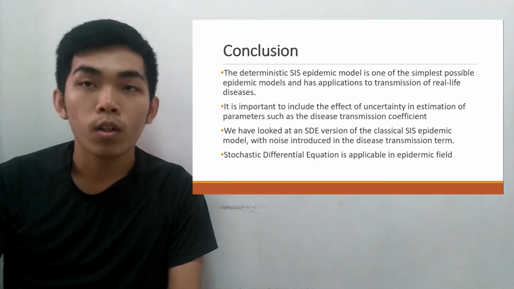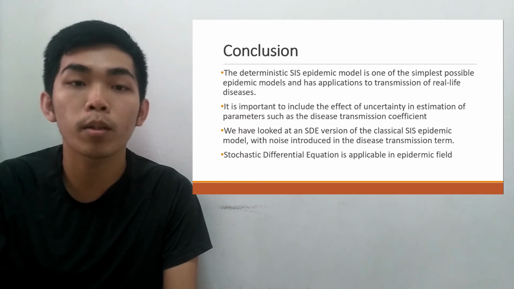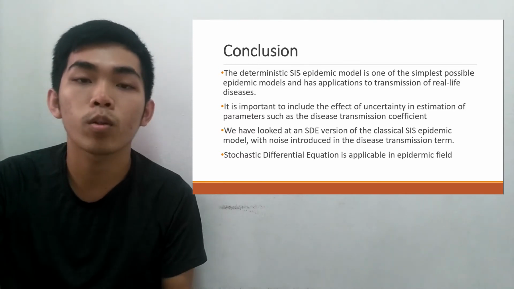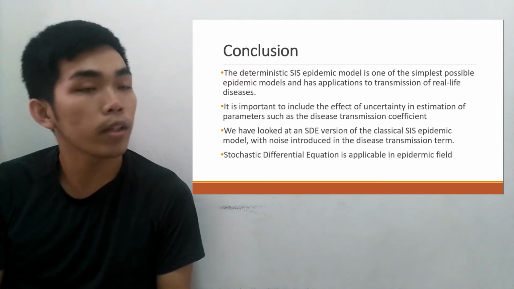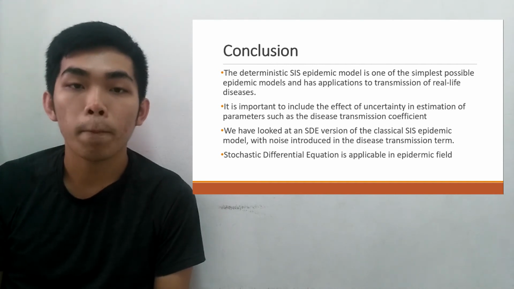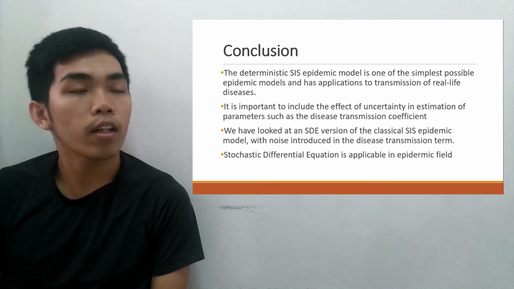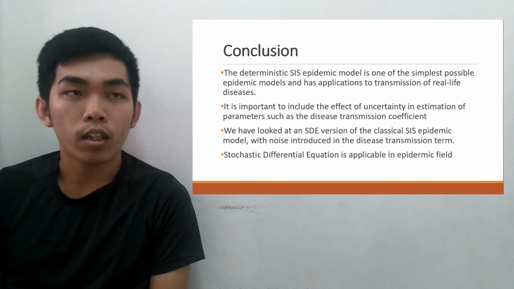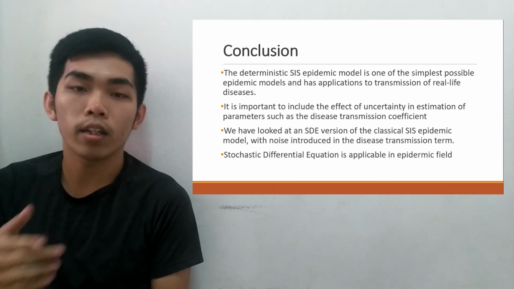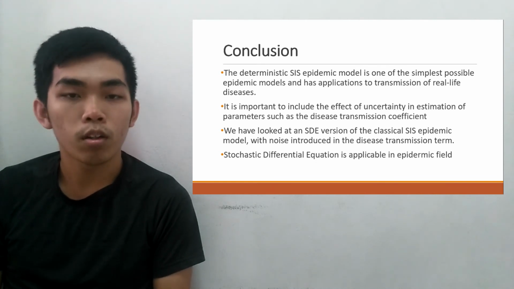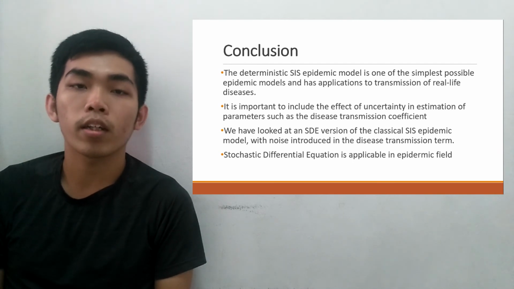As we explained just now, the deterministic SIS epidemic model is one of the simplest possible epidemic models and has application to the transmission of real-life diseases. It is also important to include the effect of uncertainty in the estimation of parameters such as the disease transmission coefficient. We have also looked at an SDE version of the classical SIS epidemic model with noise introduced in the disease transmission term. So, in conclusion, the stochastic differential equation is applicable in the epidemic field.